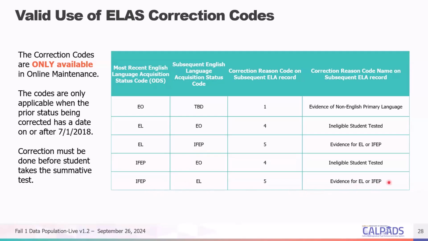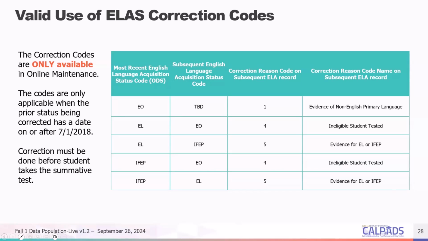And again, if we look at the definition or the name of the code here, that makes sense, right? If they are EL and we have evidence of IFEP, then we would transition from EL to IFEP. And if they are IFEP and we have evidence of EL, we would transition from IFEP to EL. So those are the valid uses of correction reason codes in CALPADS.